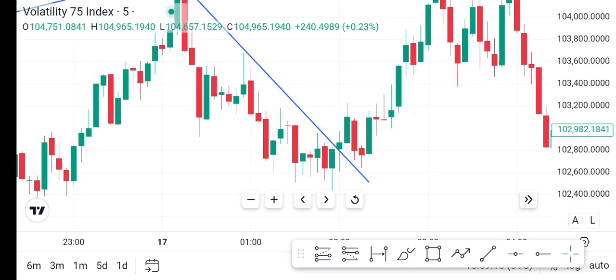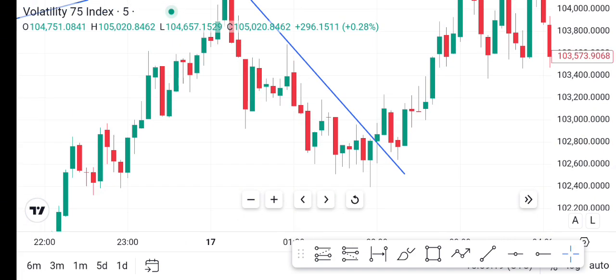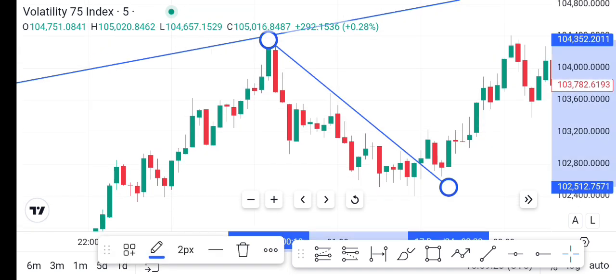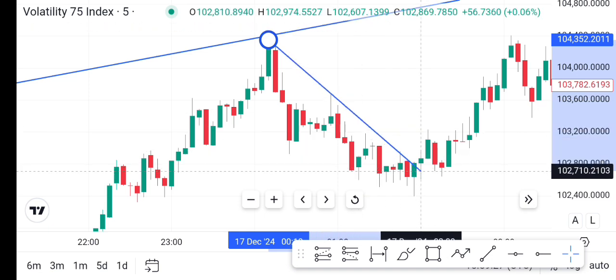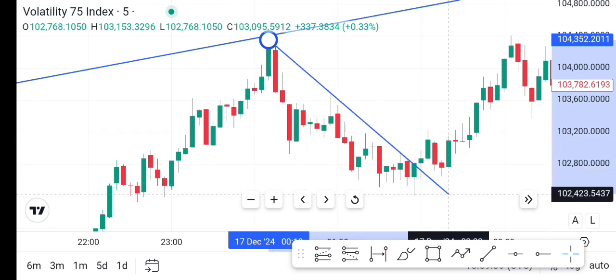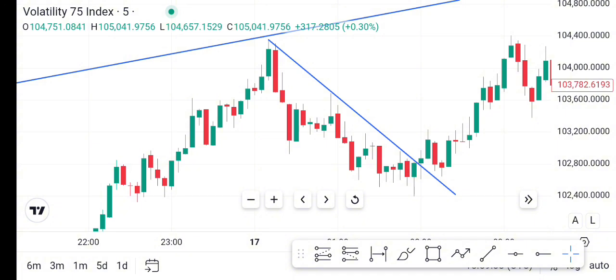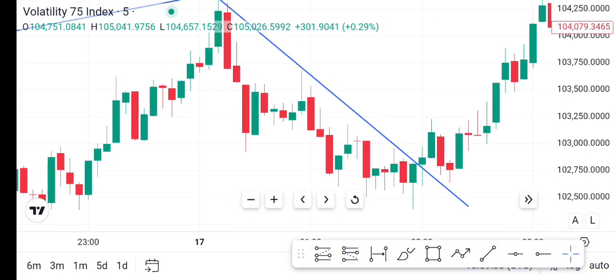So how do you enter here, guys? Remember, we have already got our two points here. This is the first point, and this is our second point. After joining them like that, we wait for the market to proceed. Are you getting the point? We just keep waiting until our minute 5 candle closes above this trend line.